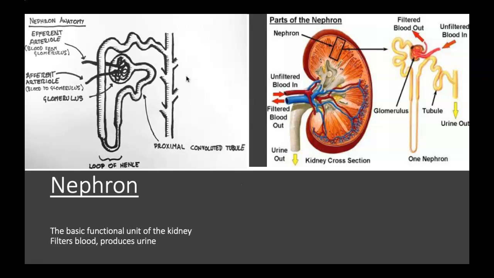So blood supply, if we're looking at the nephron, so just going back, this in itself is the nephron. So it's the basic functioning unit of the kidney, and we'll go through each of the components of the nephron. And then it's important to note where the nephrons sit within the kidneys. So the nephrons sit partially in the cortex of the kidney and partially in the medulla of the kidney.